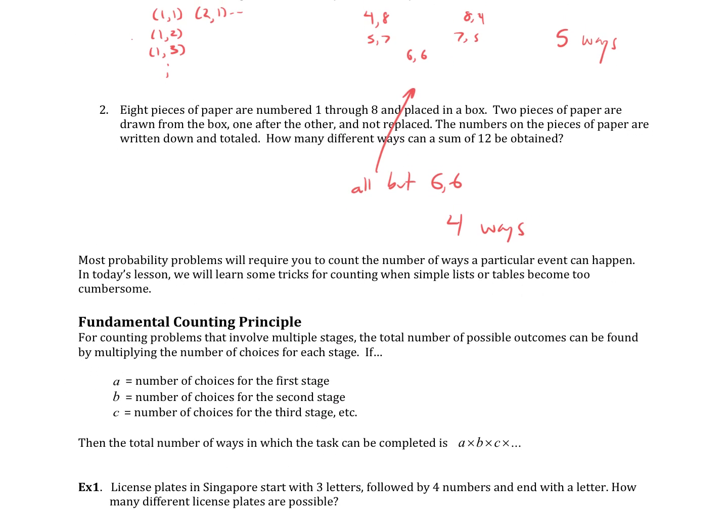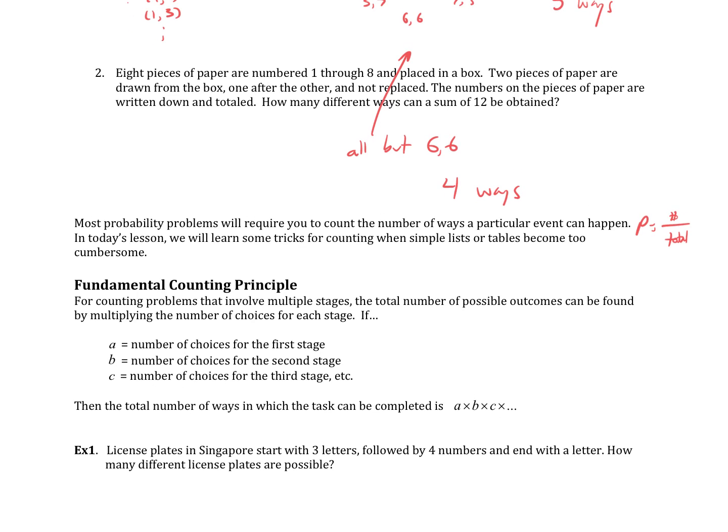Okay, most probability problems will require you to count the number of ways a particular event can happen. This whole probability is usually the number of successful ways it can happen over the total, and both of those things involve, or potentially involve, a lot of counting. The counting can be difficult, I guess, is what I should say.